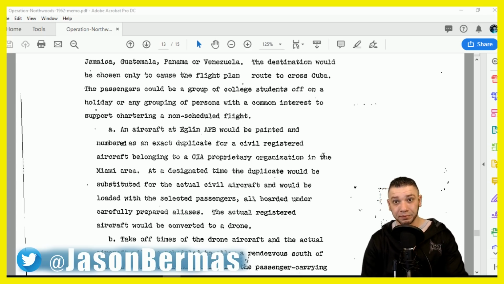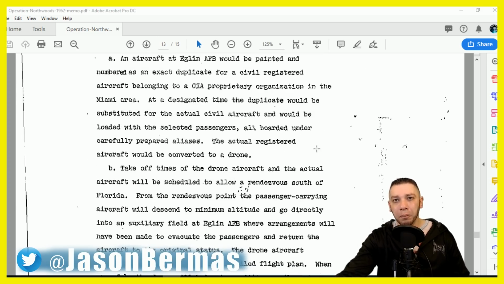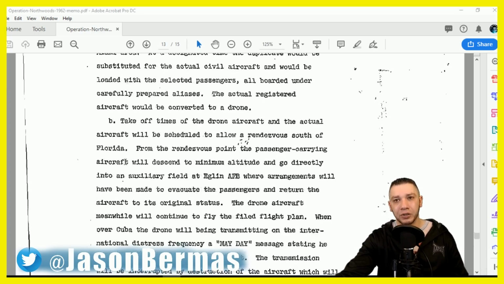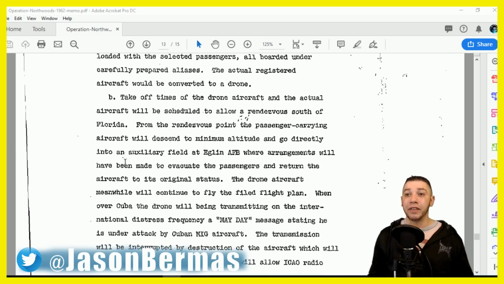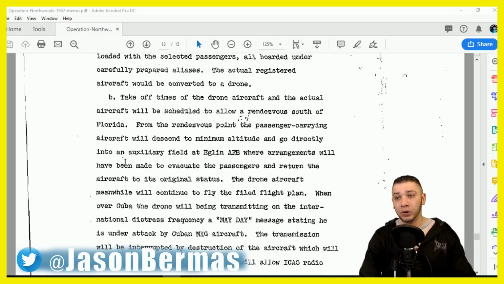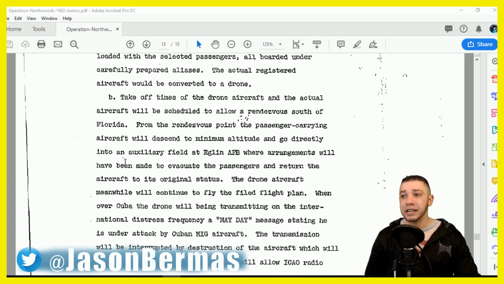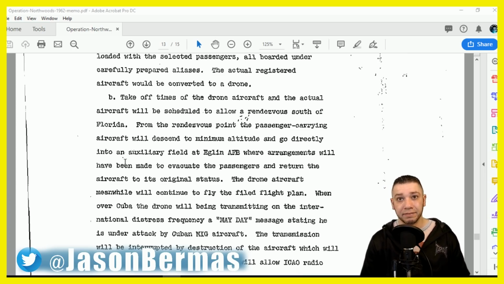Okay? At a designated time, the duplicate would be substituted for the actual civil aircraft and would be loaded with the selected passengers, all boarded under carefully prepared aliases. The actual registered aircraft would be converted to a drone. So again, they're going to swap out the drone for the actual aircraft. Everybody who gets on the plane is going to have aliases.